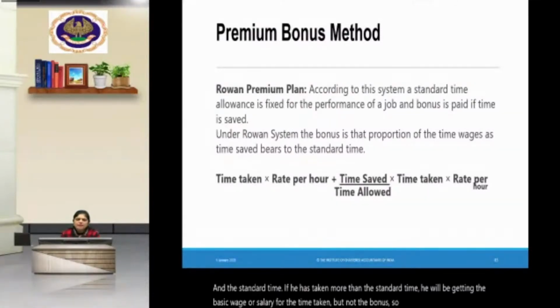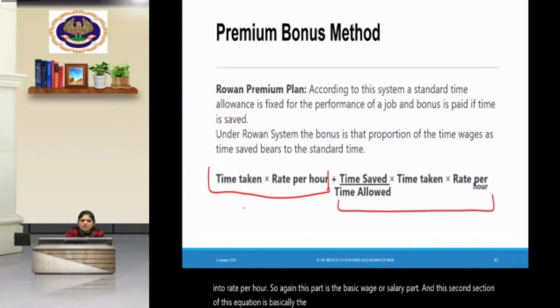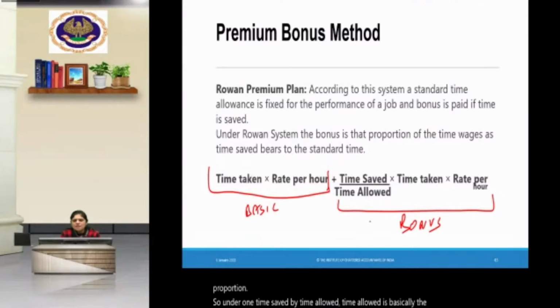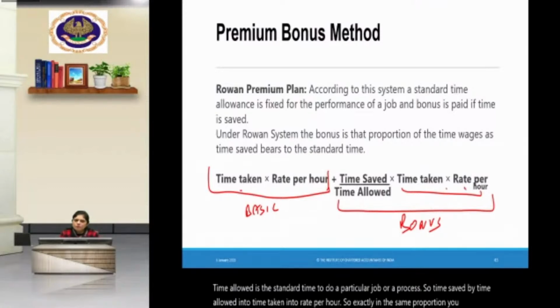So in the Rowan plan, it is time taken into rate per hour. This part is the basic wage or salary part, and the second section of this equation is the bonus. So this is the basic wages and this is the bonus portion. Under Rowan, it is time saved by time allowed. Time allowed is basically the standard time to do a particular job or process. So time saved by time allowed into time taken into rate per hour. In exactly the same proportion, you will get the bonus. So this is the bonus and premium plan.